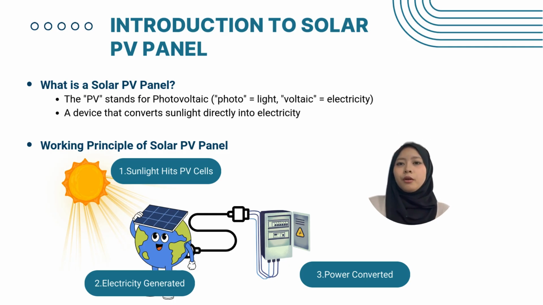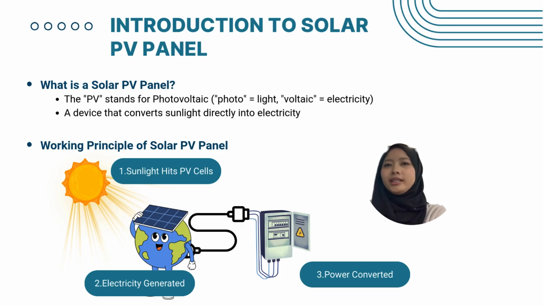PV is a short form of the word photovoltaic, and photovoltaic is a combination of two words, which is photo, meaning light, and voltaic, meaning electricity. From the name itself, we can describe it as a device that can convert sunlight into DC electricity. Next, I will explain the working principle of the solar PV panel. First, the photons from the sunlight will travel and strike the solar panel. They deliver the energy to the panel's key component, which is the PV cell, made of a semiconductor material.